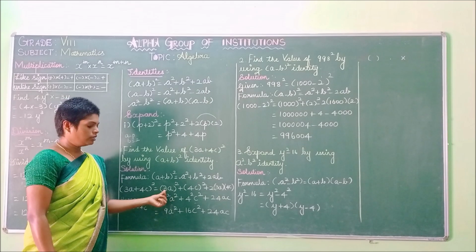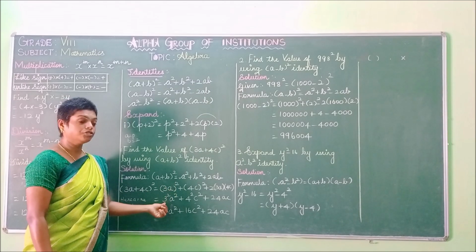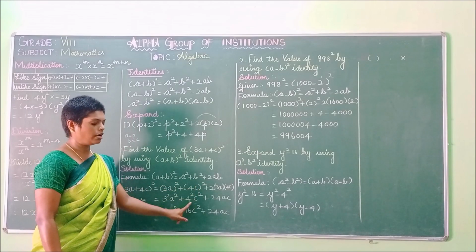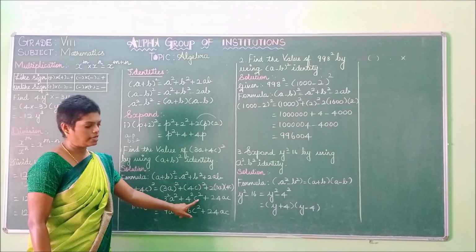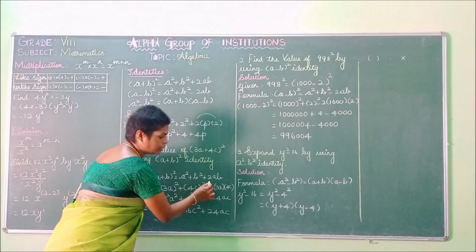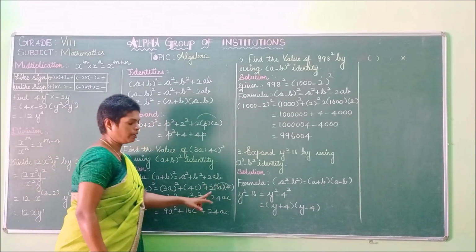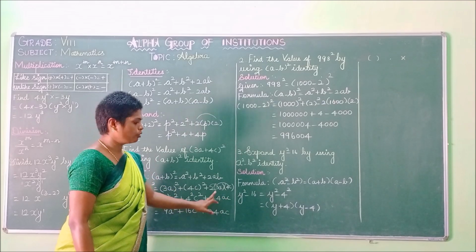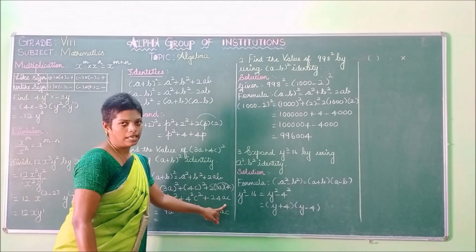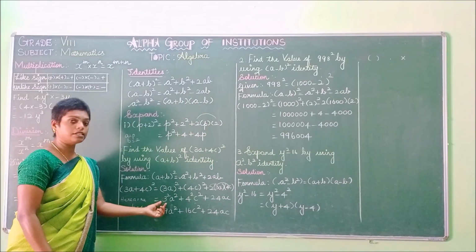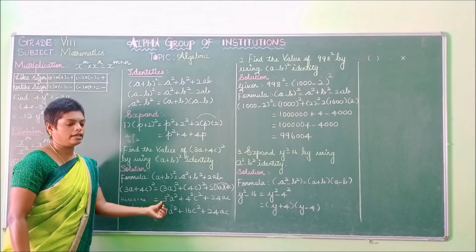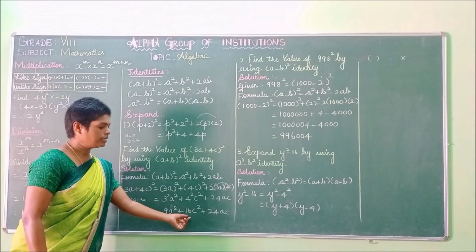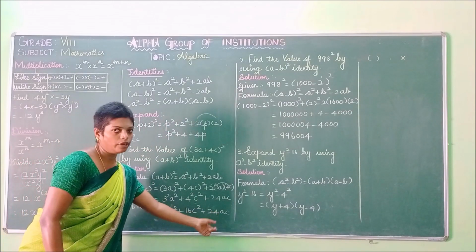Written right. (3a) the whole square is nothing but 3 square a square. Likewise here also (4c) the whole square is nothing but 4 square c square. Plus, multiply the numbers first, afterwards the variables. 2 threes are 6, 6 into 4 is 24, and a and c can be written as ac. So listen, 3 squared is 9, so 9a square, plus 4 squared is 16, 16c square, plus 24ac.